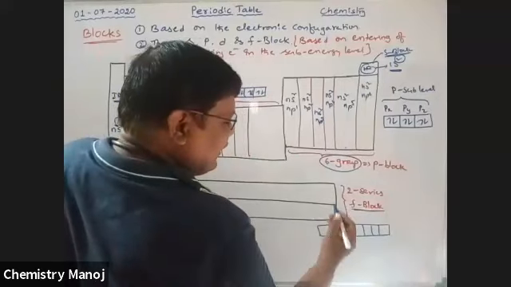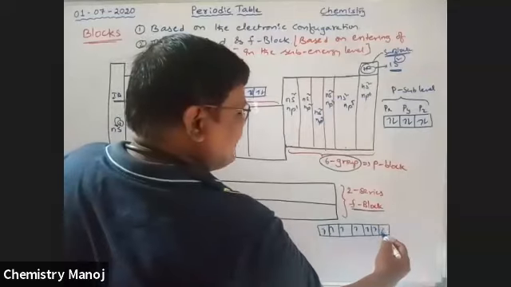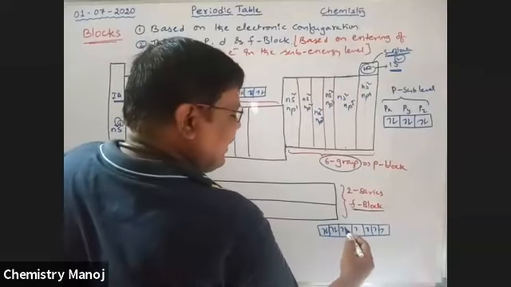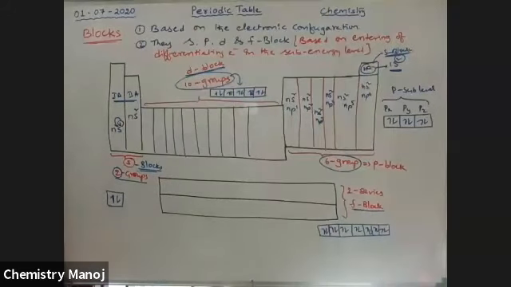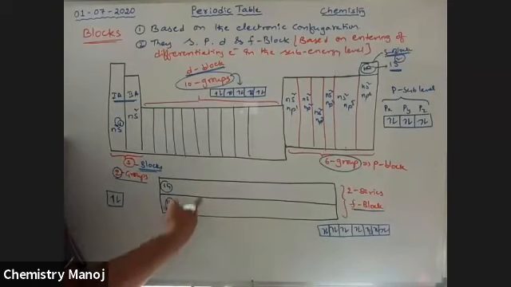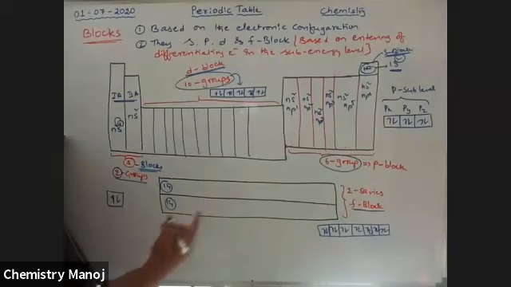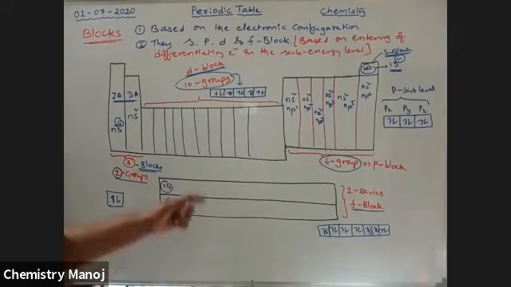7 orbitals are there: F1, F2, F3, F4, F5, F6, F7. How many electrons are possible? 14 electrons are possible. That means 14 electrons exist in the first series and 14 in the second series. In these series, the differentiating electron enters the F sub-energy level, so all the F orbitals are filling. That's why these are called F block elements.